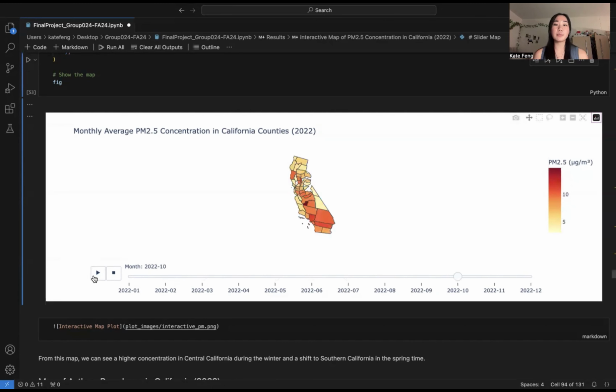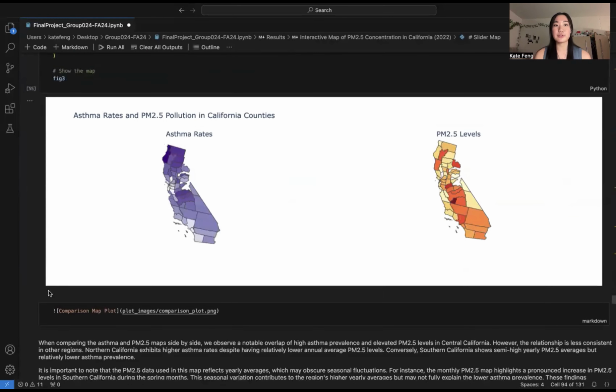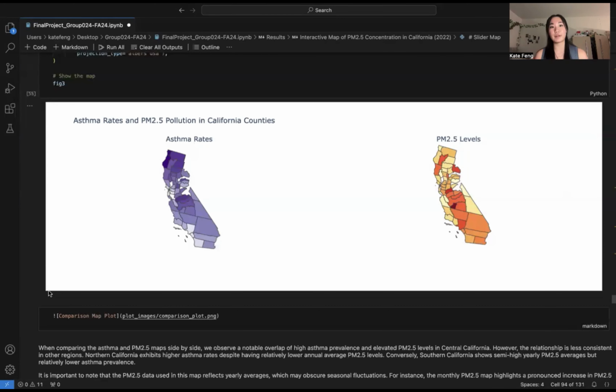It looks like during the summer, overall throughout California, there's less PM2.5 concentration, while in the spring, there's a spike in Southern California, and then for the rest of the months, Central California generally had a higher concentration. Now looking at the comparison map between asthma prevalence and PM2.5 levels, we see that there is consistency between both of those with Central California, but inconsistency with Northern California and Central California. Now passing it off to Katelyn for a deeper dive into regional analysis.